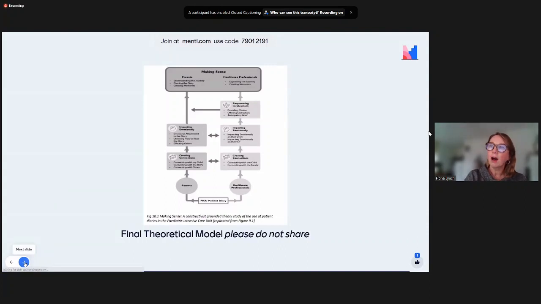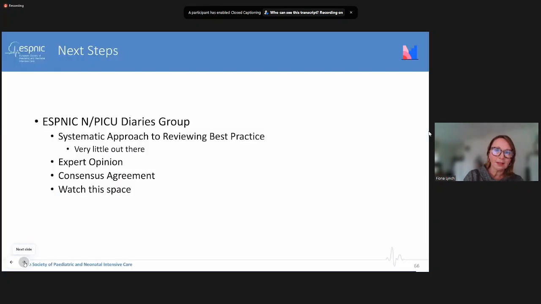So our next steps within ESPNIC is that we are really looking to produce either a position statement or some guidance, taking on board the aspects that we need to consider, the models that we need to think about using, and the guidance on how to utilise this tool in an informed way.